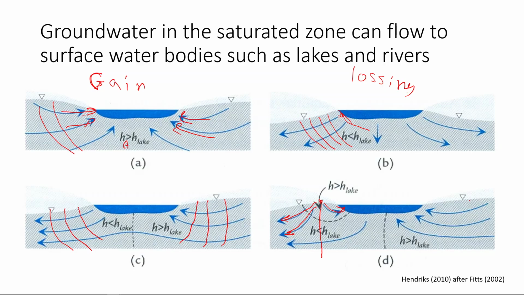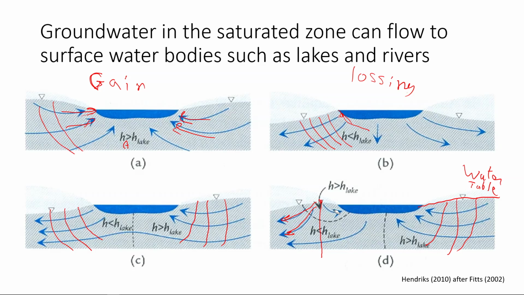So this is a gaining stream. This lake here, this is your hydraulic head. That's your water table. And again, I want you to see the difference between the water table and the hydraulic head here. Water flows from the aquifer to the lake.